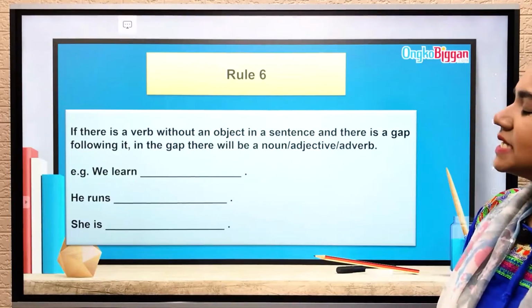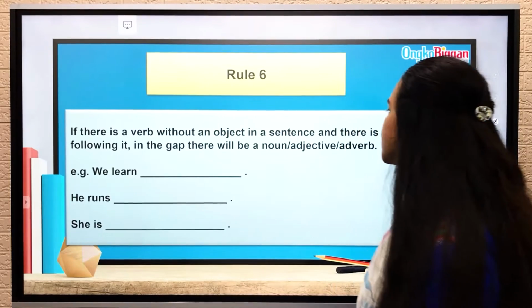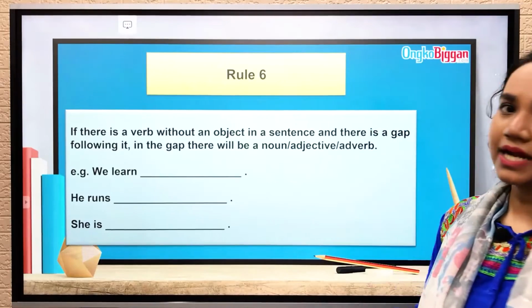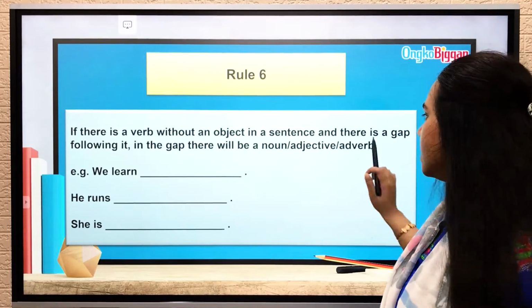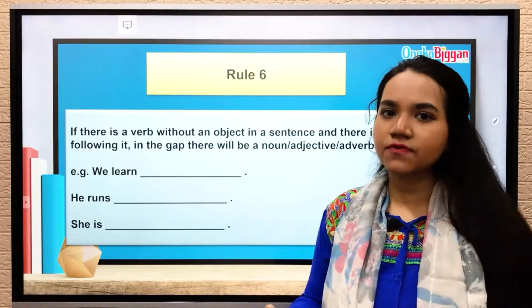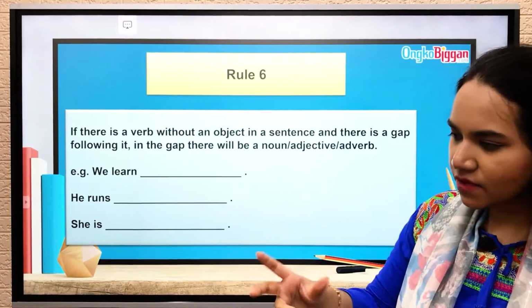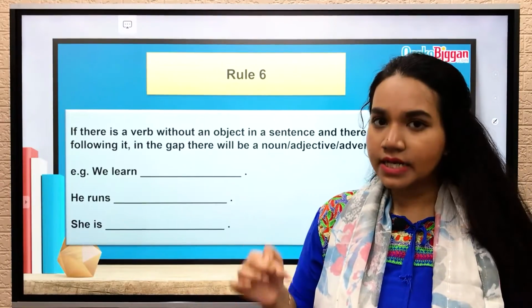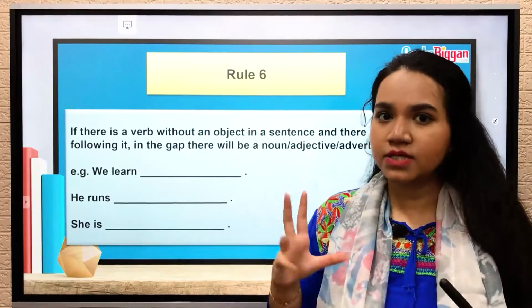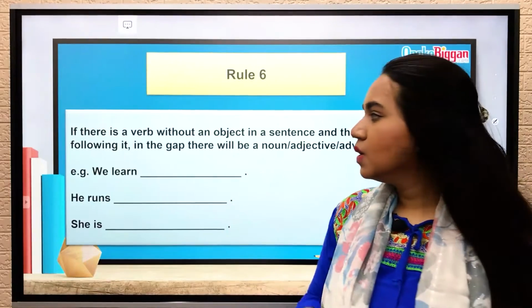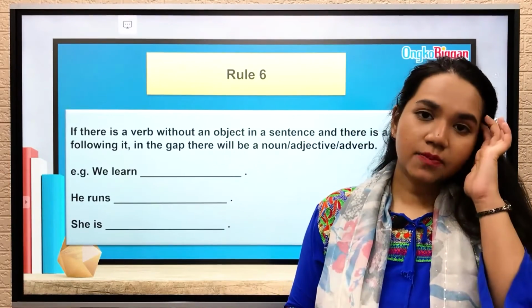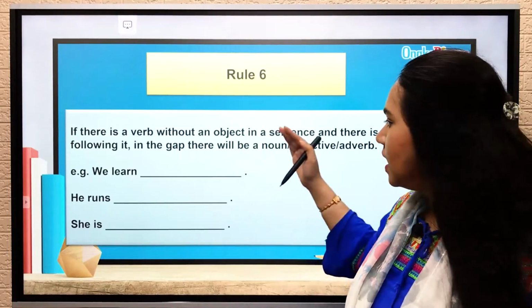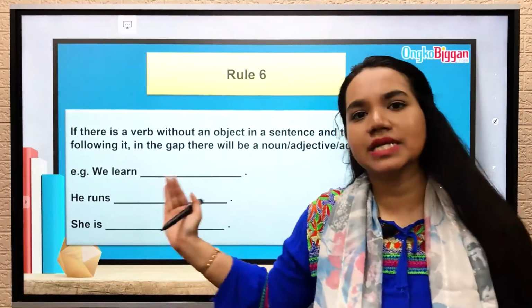In rule number 6, we see that if there is a verb without an object in a sentence and there's a gap following it, in the gap there will be a noun or an adjective or an adverb. Okay, so we see that first of all there has to be a verb, and right after the verb there has to be a blank, and after that blank there has to be a full stop. There need not be anything in particular. So what will we do in that case? We learn dash. You can either put a noun or an adjective or an adverb. So let's put either of those in 3 of these blanks.